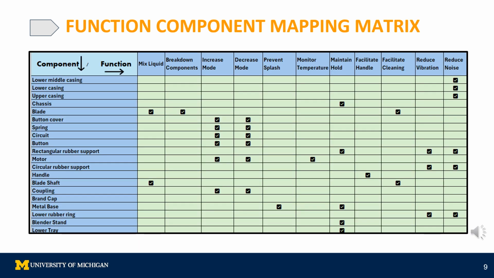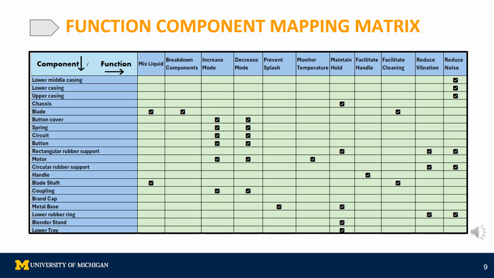Here we have the function component mapping matrix, where we can visualize how different components of the blender contribute to specific functions. As you can see here, most of the components perform multiple functions. For instance, a blade is used to perform the function of mixing liquid as well as breaking down the components. The functions increase mode and decrease mode are performed by 6 different components of the blender.